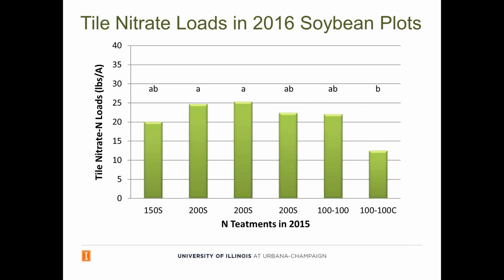For example, I'm not showing you this year's data, but we have a very, very small, likely not significant, decrease in tile nitrate load because the cereal rye did not grow very much. It's only about a quarter of the biomass that we got in the previous 2 years. So a cold winter was not very good for cereal rye growth.